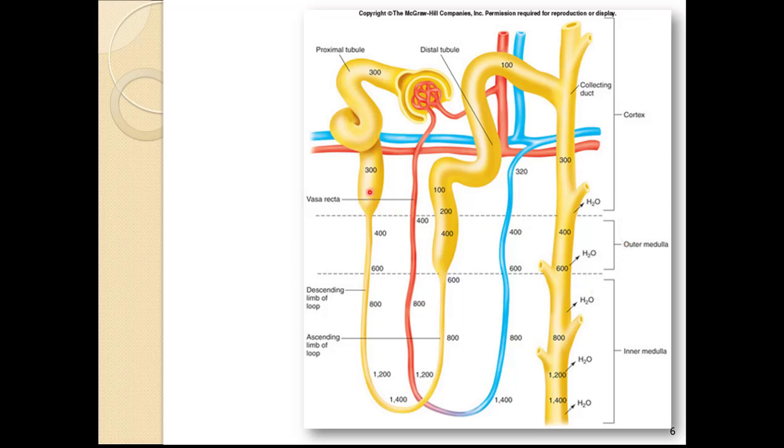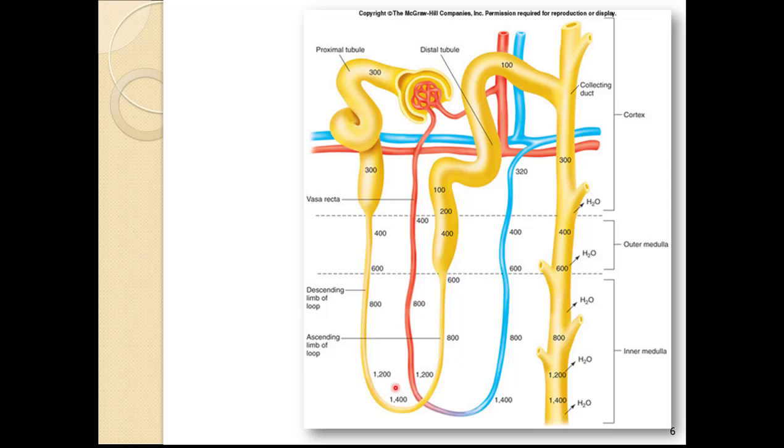Now if you recall over here on the loop of Henle, the descending side of the loop of Henle was permeable to water, the ascending side was impermeable to water, and now we have again a tubule that is permeable to water. However, this permeability is controlled, all right, and it is controlled by hormones. So this is a very important concept.